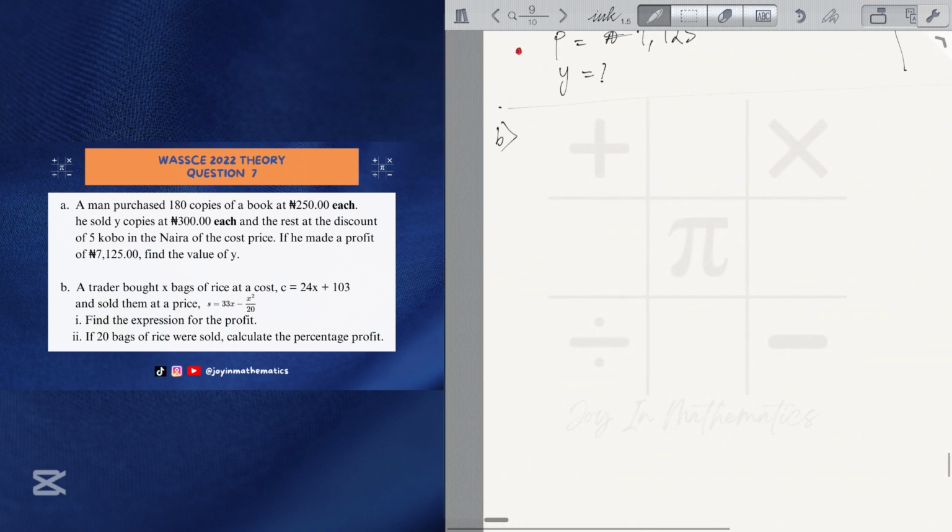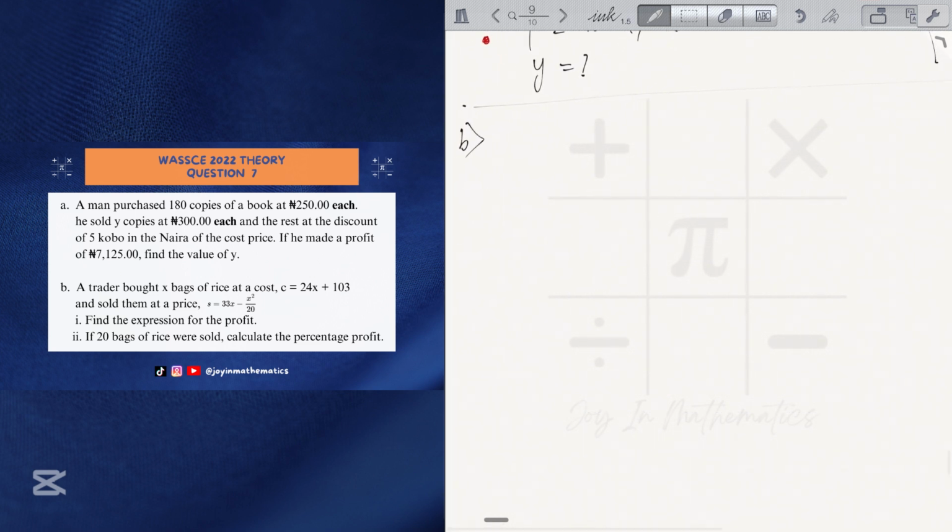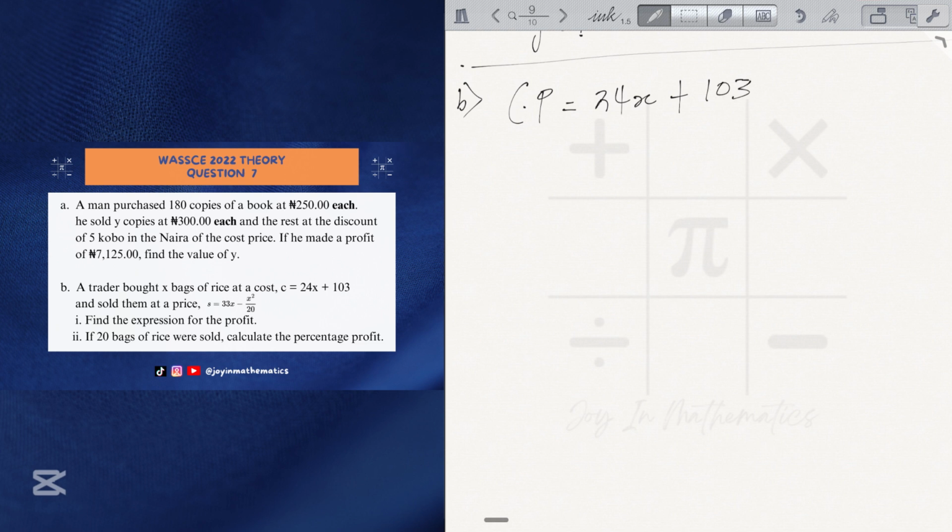B aspect. Now, just as we did in the A, we wrote the value of the cost, we wrote the value of the selling price, and then we found the expression. Now this B is quite simple. It says a trader bought x bags of rice at cost. So that means we have the cost price CP to be equals to 24x plus 103, and he sold them at a price. So now we have an expression for the selling price. He sold them at the price of P, selling price is equals to 33x minus x squared divided by 20.